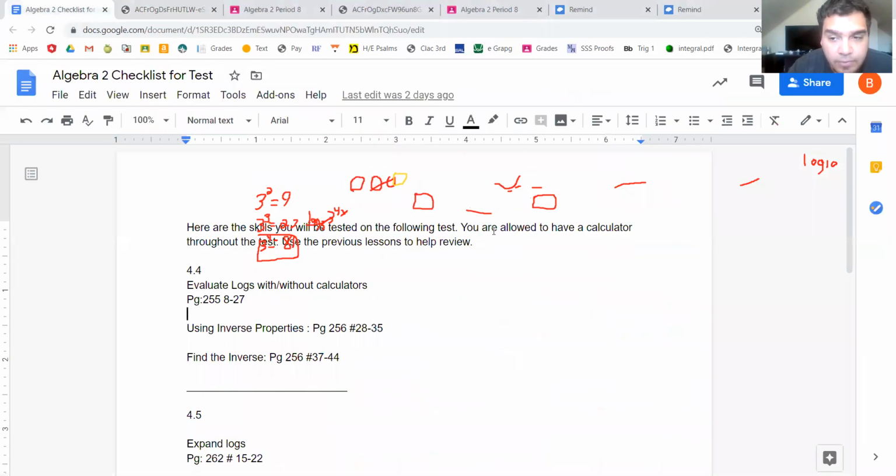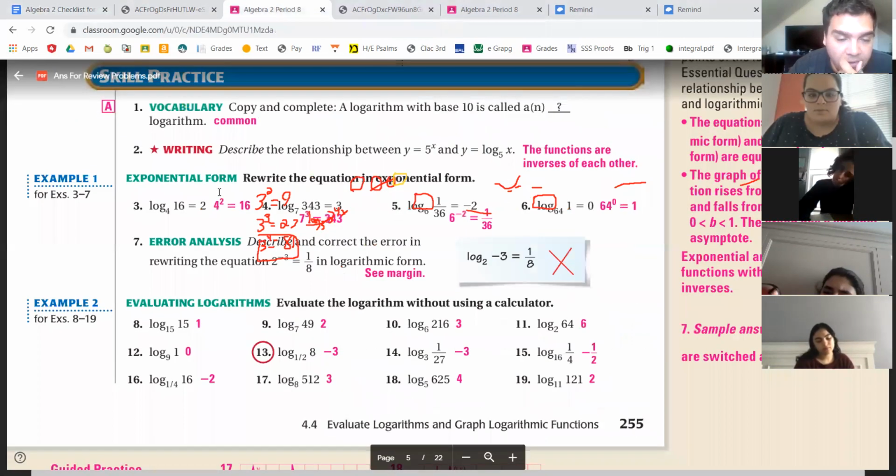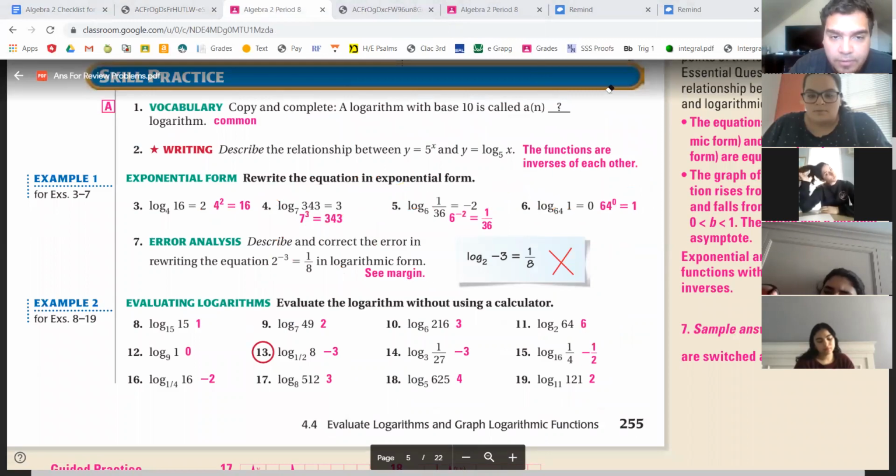So why don't we go to our next one, where we have this one, use with and without a calculator. So let's talk about without a calculator, because sometimes it's faster to do it without a calculator, and then we're going to talk about with a calculator. Okay, so without a calculator, you have to remember it looks something like this. Log base 15 equals x. So I'm going to rewrite this as log 15.